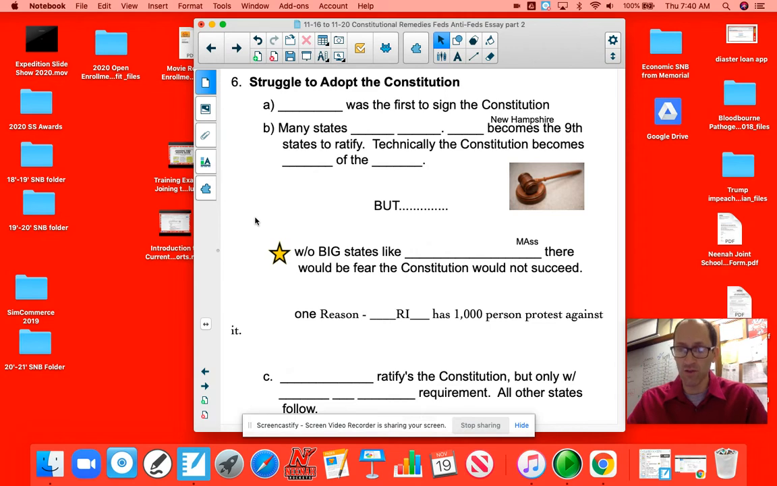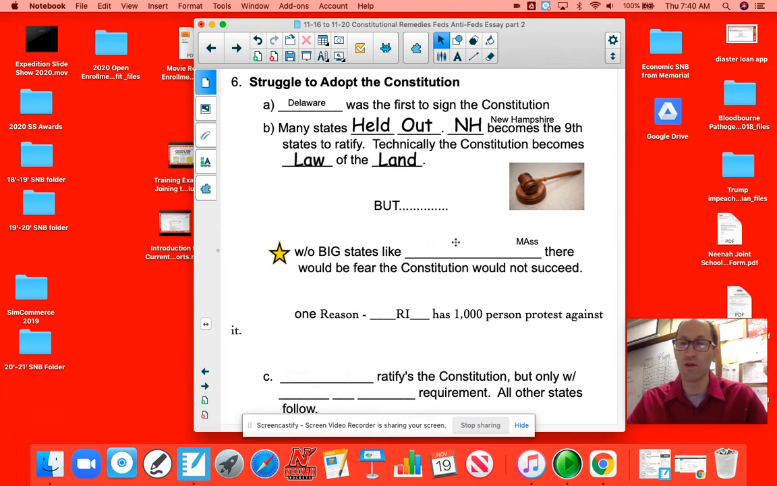Adopting the Constitution would continue to be a struggle. However, it would pass, right? We still have our form of government today, which is the Constitution. Delaware would be the first state to sign the Constitution, but many states held out. New Hampshire would become the 9th state to ratify. Ratify, remember, means to approve. Technically, the Constitution then becomes the law of the land.